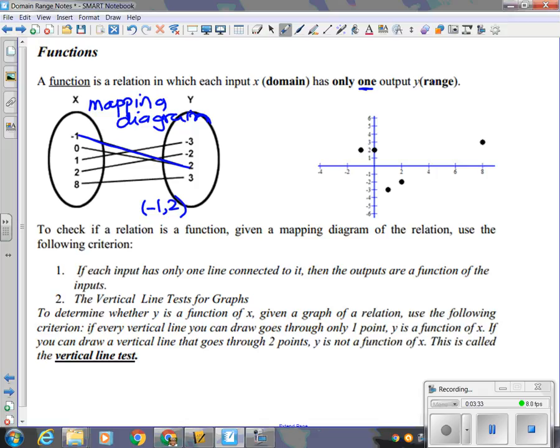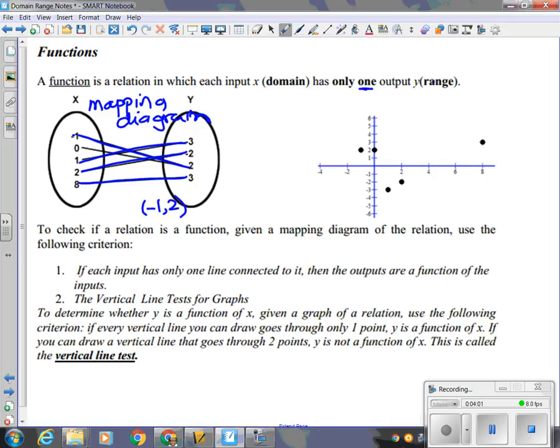So each one of these connections, each one of these lines makes a connection between 2 points that is actually more than a relation. It's actually a function. Does every x have one line going from it? -1 has one answer. 0 has one answer. 1 has one answer. 2 has one answer. And 8 has one answer or output. Does everybody see that? You can only have one line drawn from everything on the left.